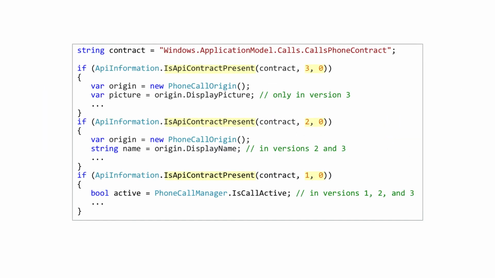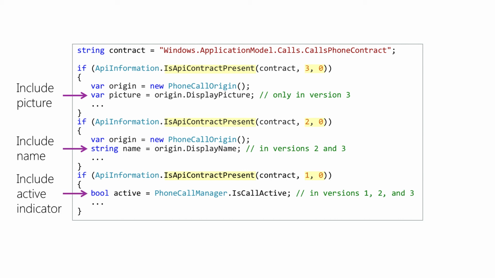But here's an example on how to do it. This is the calls phone example. If we're running on a device that has version 3 available, then we have the display picture available to us. If not, it's okay, we'll just skip this code. Then we do another test. Are we running on a device that has version 2 available? If so, we'll include the display name. If not, well, we'll skip it and just go to this one. If version 1 is available, then we'll include this one, which has been there since version 1. So this is the way you write version adaptive code.